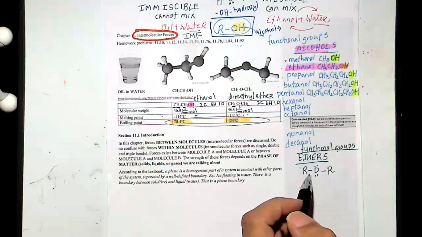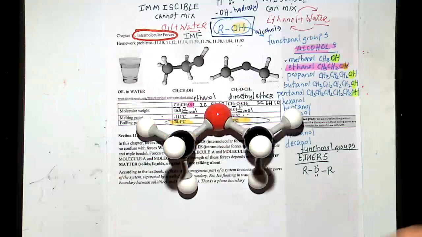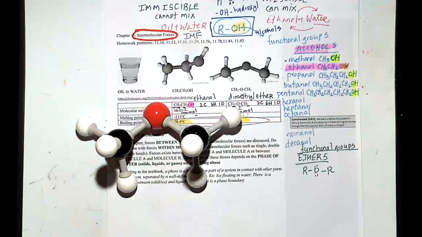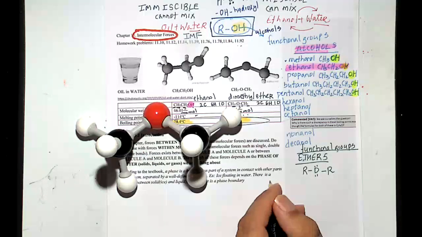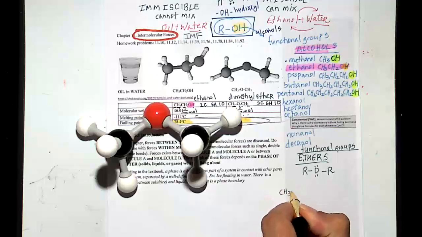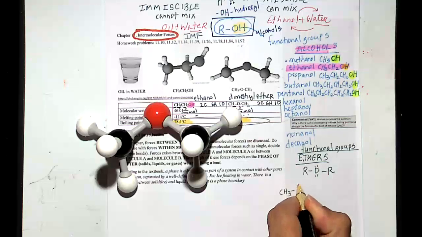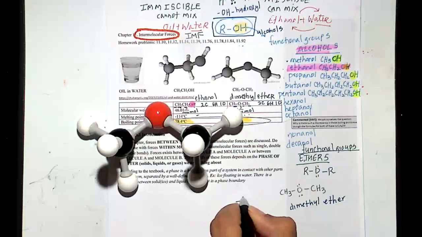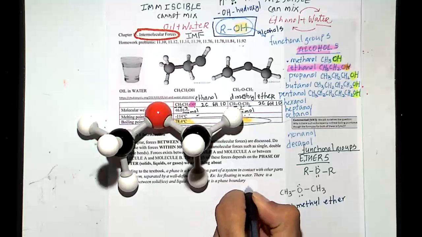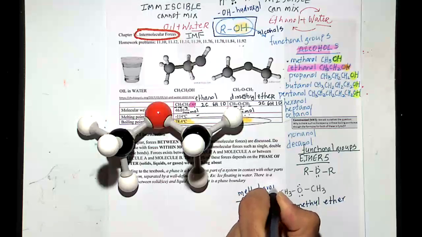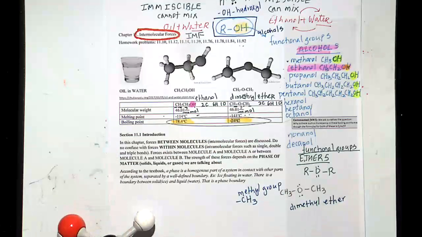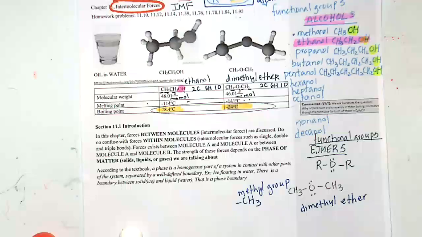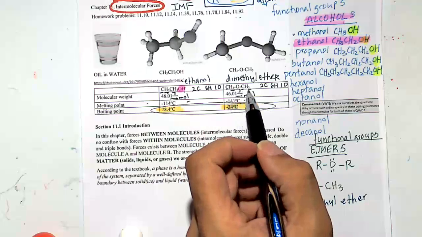Here's another one right here. These are the ethers. They have the oxygen in the middle. Here we have an ether. This is called dimethyl ether. Excuse me. The oxygen is right in the middle. This is called a methyl group. So we have CH3OCH3, dimethyl ether.